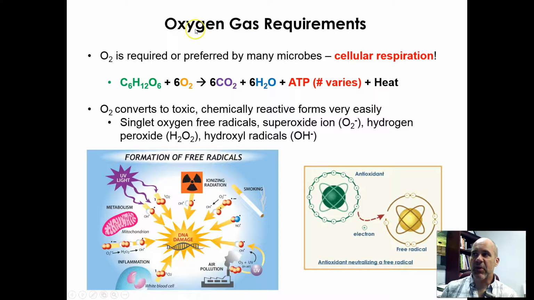All right, the next physical requirement I want to discuss is the oxygen gas requirements of organisms. Not all organisms require oxygen gas to grow like we do. Now, it is true that O2, oxygen gas, is required by many microbes for survival, and the ones who do need it, they need it for the same reason we do. They need it for cellular respiration, which we will talk about more as we get into Chapter 7.